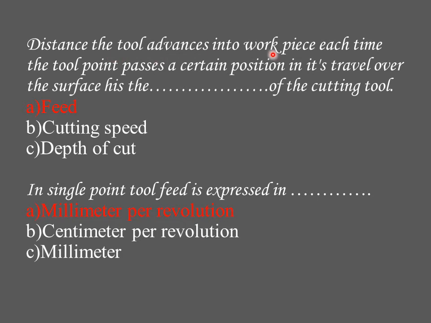Discuss the tool advances in the workpiece. Each time the tool point passes a certain position in its travel over the surface is the dash of the cutting tool. The correct answer is feed. The feed is when the tool advances in the workpiece, that is, the tool passes to a certain position, that is called feed. Next, in a single point cutting tool, feed is expressed in millimeter per revolution, mm per revolution. The unit is expressed in mm per revolution.